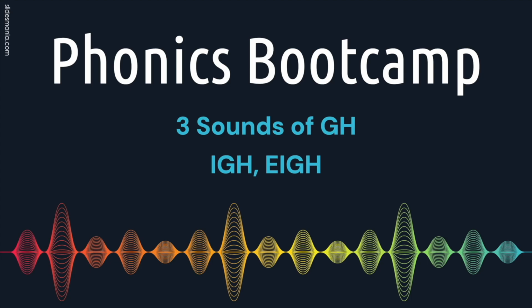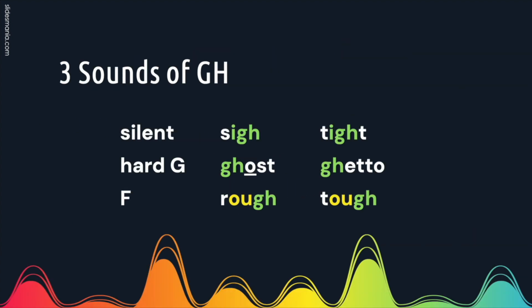We're going to learn about the 3 sounds of GH, review IGH, and learn about EIGH. In most words, GH is silent. So if you only remember one rule, remember that GH is silent almost all the time. Here are some examples. IGH has a long I sound, so this part is I. So the word is sigh, tight.